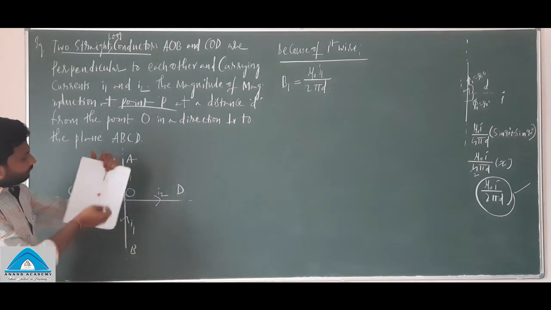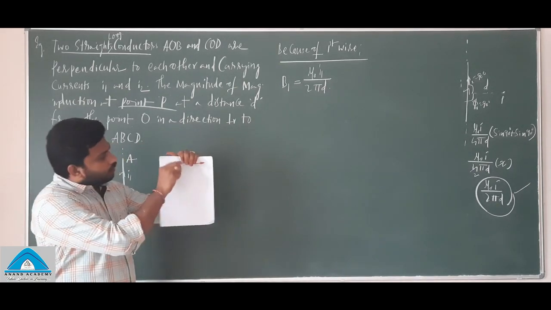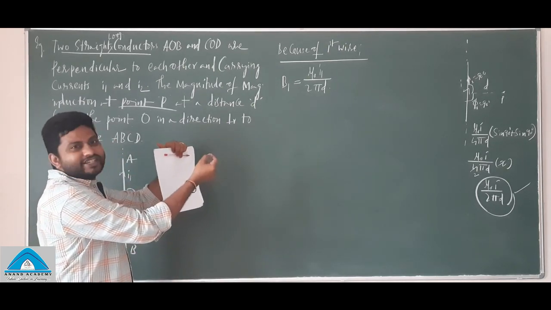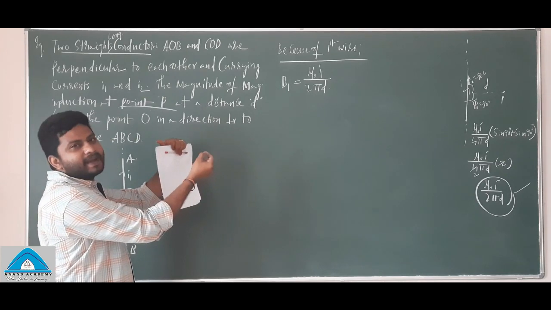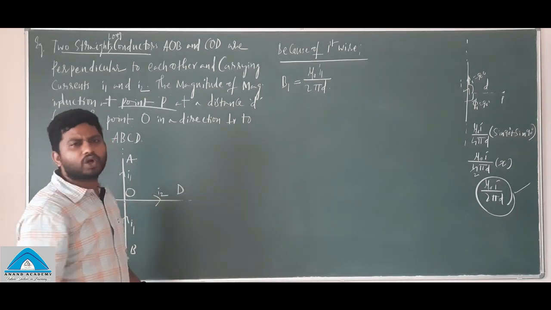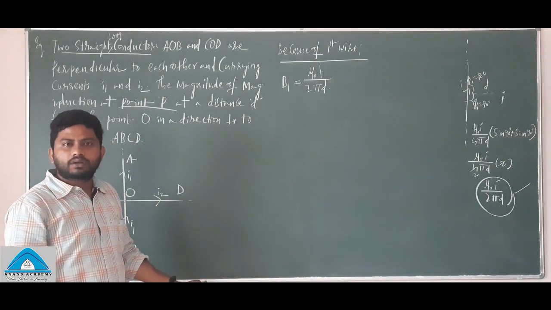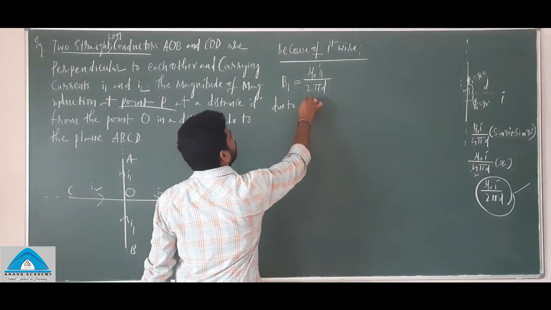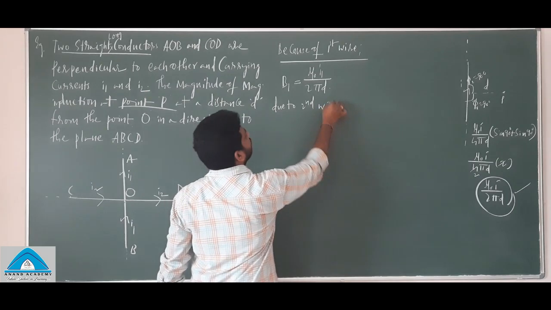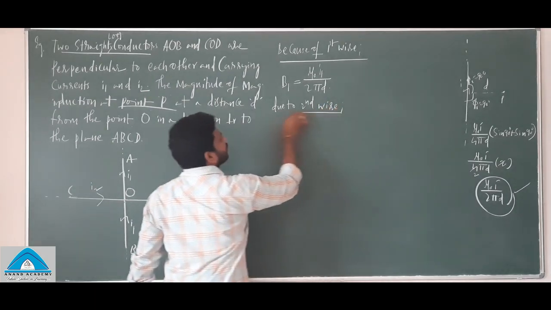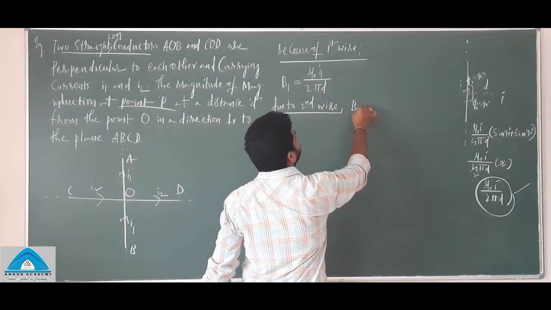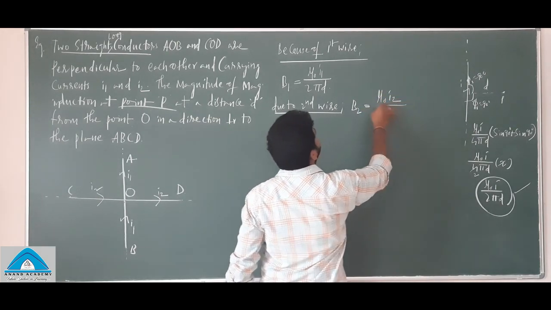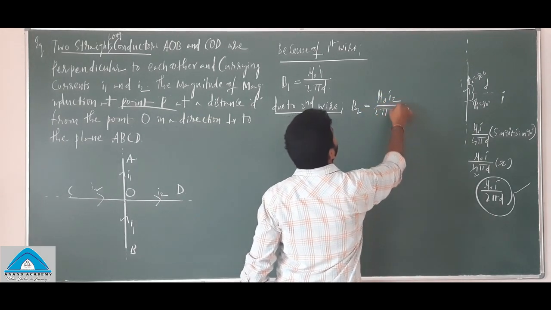Now, same way, look here. Because of this wire also, at the point P, which is located at a distance d, how much is the magnetic field? Same, mu naught I2 by 2 pi d, right? So due to the second wire, the magnetic field B2 is mu naught I2 by 2 pi d.